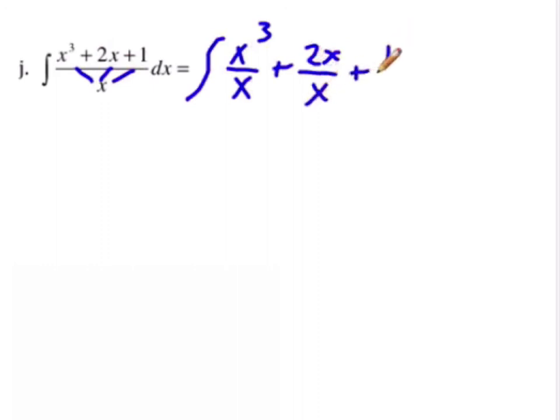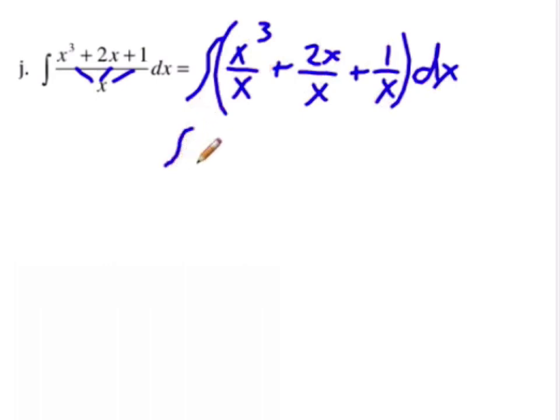So in J here, you can see that we do have a power of 1. Okay, so we can't just use our power rule. Now again, what we always want to do is divide this out first. So this is the integral of x cubed over x plus 2x over x plus 1 over x dx. So go ahead and divide that out first, and then you can simplify.